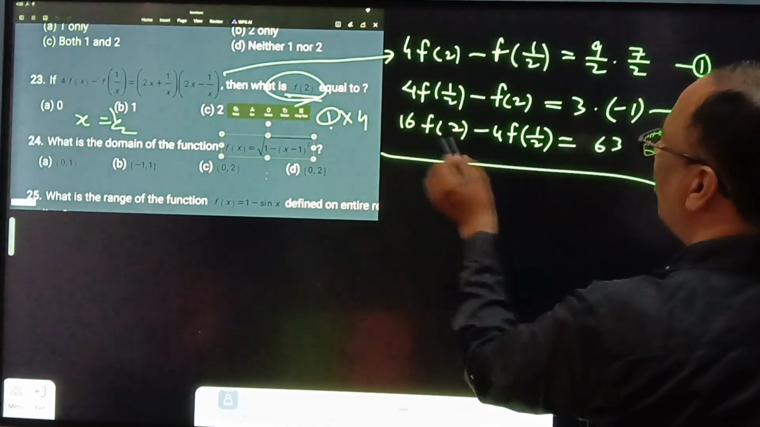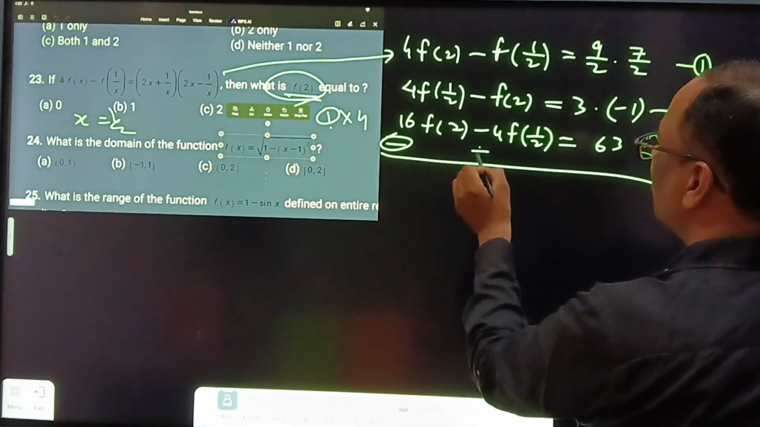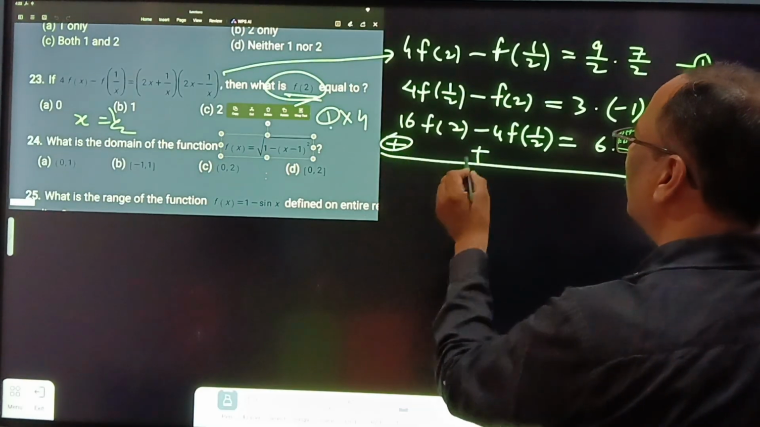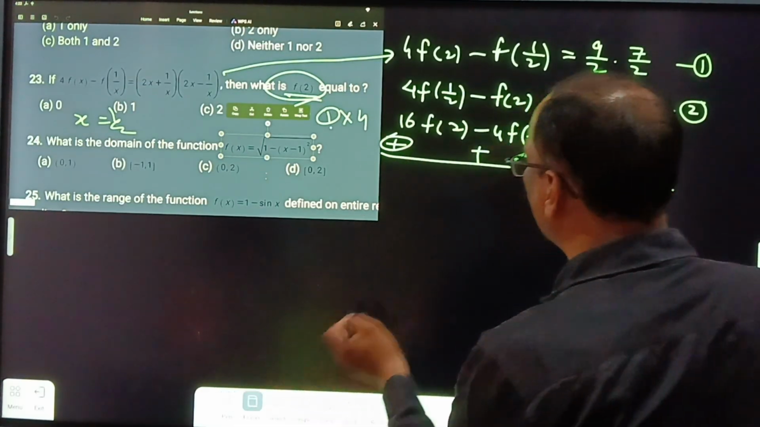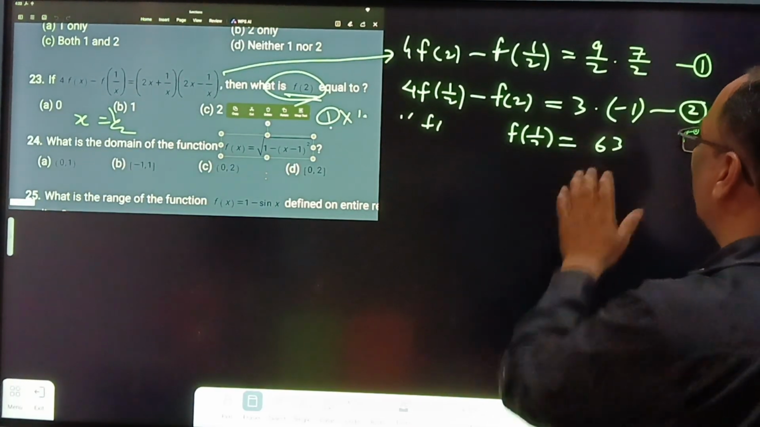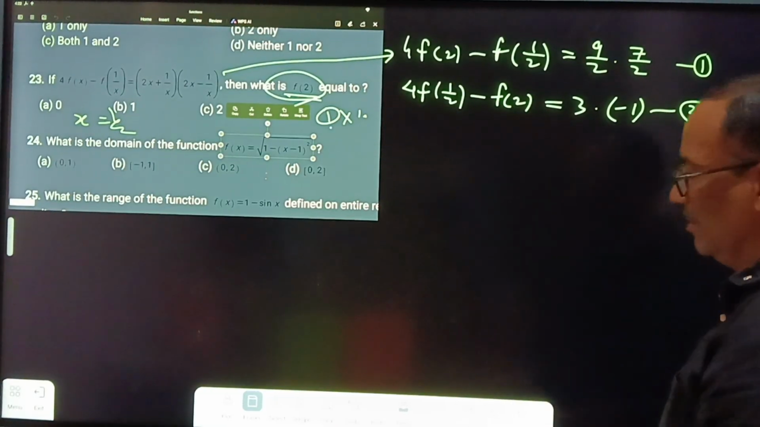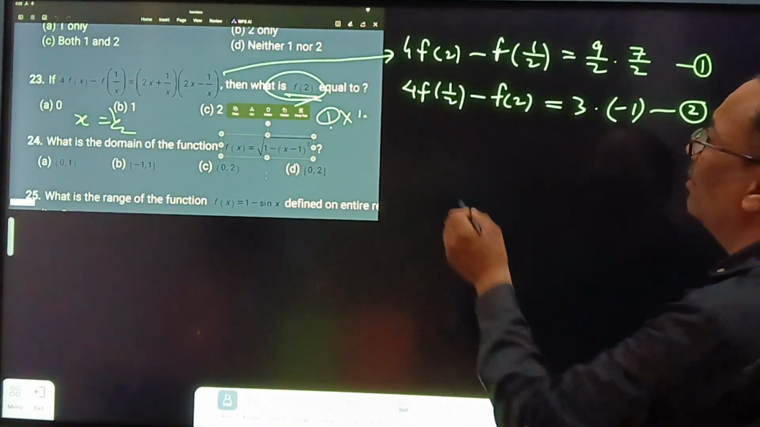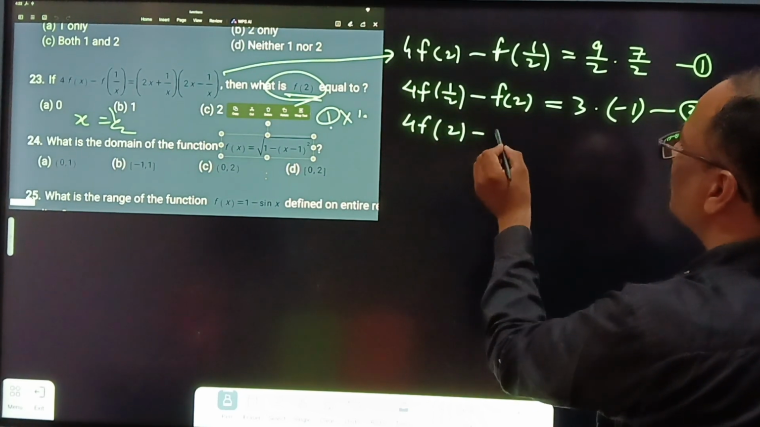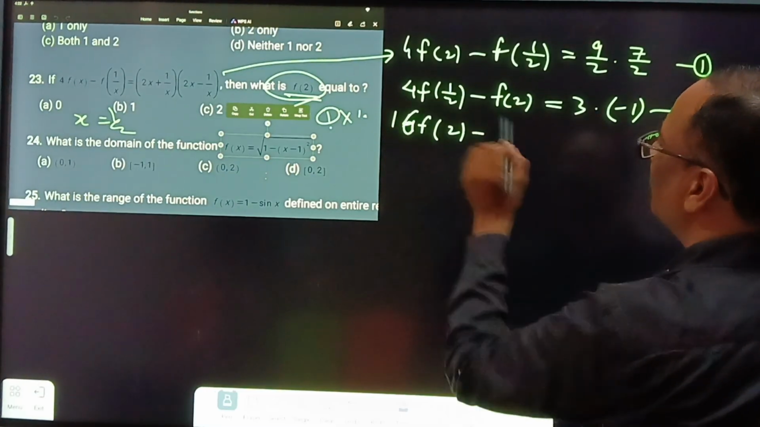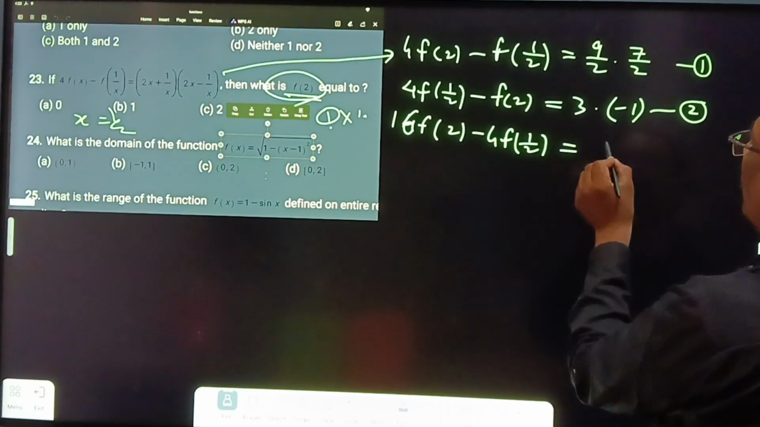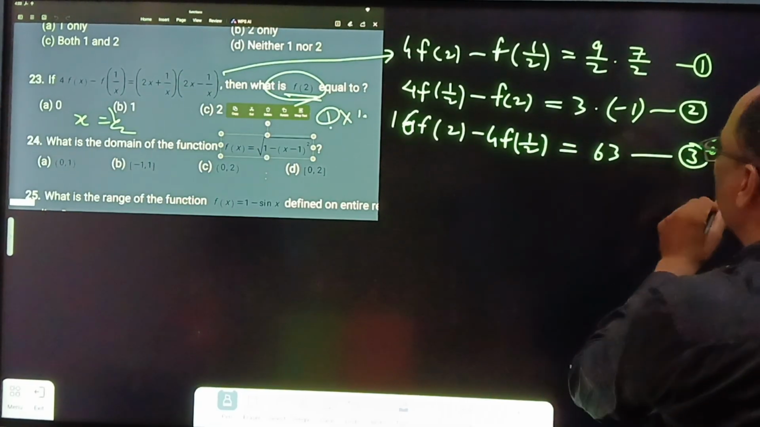Now subtract all the terms. How to subtract? Add the terms. No problem, no need to subtract, because the signs are definitely unequal. Multiply this 1 by 4: 4 f of 2, 4 fours are 16, minus 4 times f of 1 by 2 is equal to 63. This is our third equation.